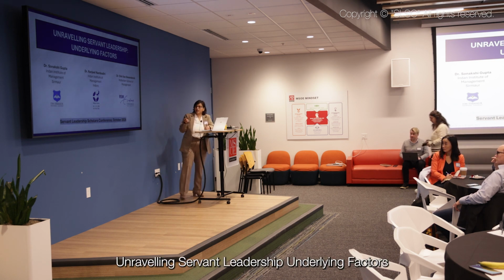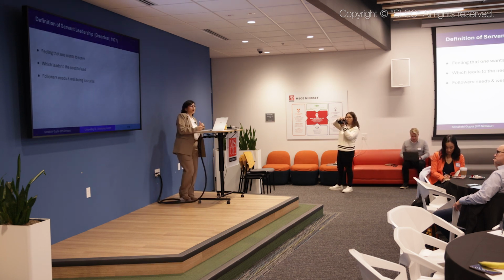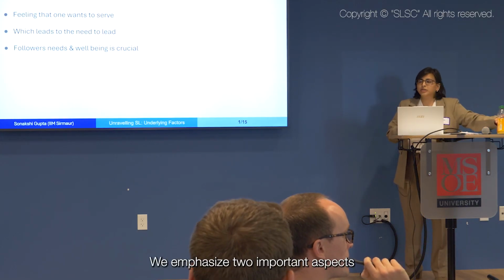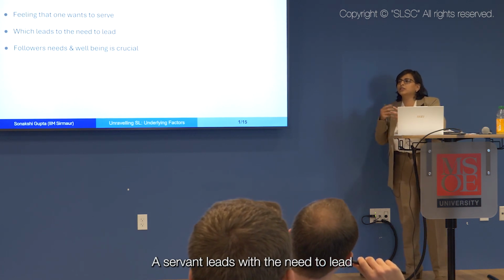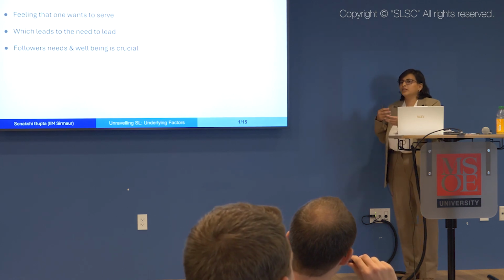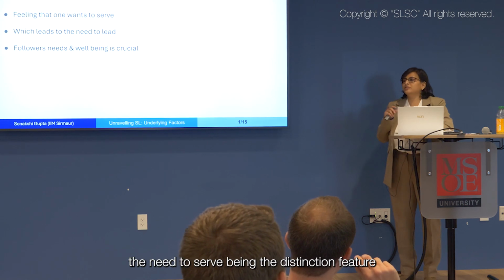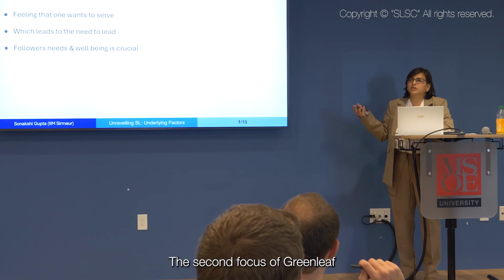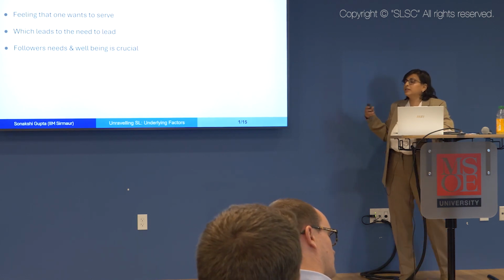The presentation is titled Unraveling Servant Leadership: Underlying Factors. If we look at how Greenleaf defines servant leadership, he emphasized two important aspects. The first being that the need for a servant leader to lead originates from their need to serve. Many researchers post that built as well as published papers wherein they focus on the need to serve being the distinguishing feature between a servant leader and other similar leadership styles. The second emphasis of Greenleaf was majorly on followers' well-being as well as their needs being met.